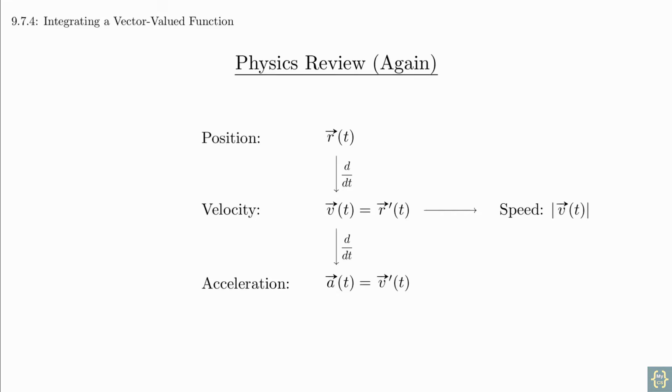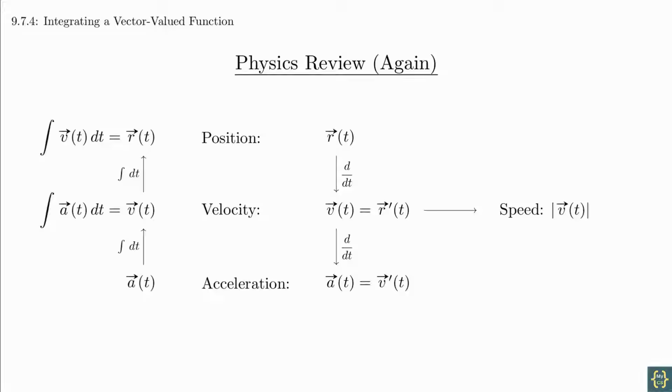The most important application of derivatives and antiderivatives is in the relationship between position, velocity, and acceleration. Earlier, we talked about how you can start from the position vector of an object, take its derivative to calculate the velocity, and then take the derivative again to calculate the acceleration. Antiderivatives allow us to undo this pattern. If we're given acceleration, we can integrate it to get velocity up to a constant, and then integrate it again to get position up to another constant.